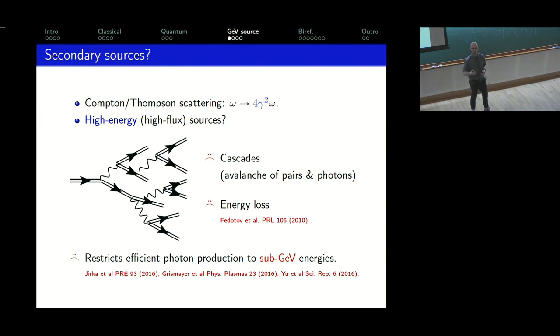So then you think, aha, can I use laser particle interactions as a method to generate a source of high energy, hopefully high flux photons? This might be a useful tool in, say, probing nuclear physics or quark nuclear physics.